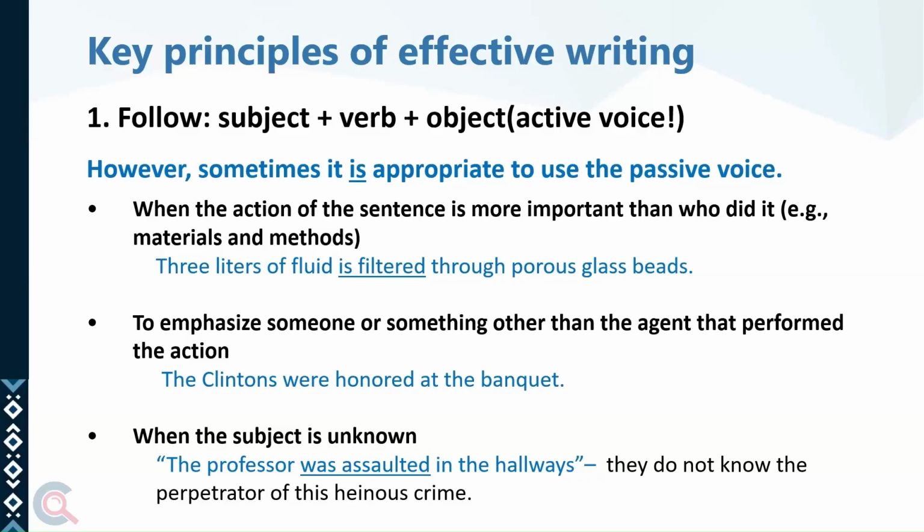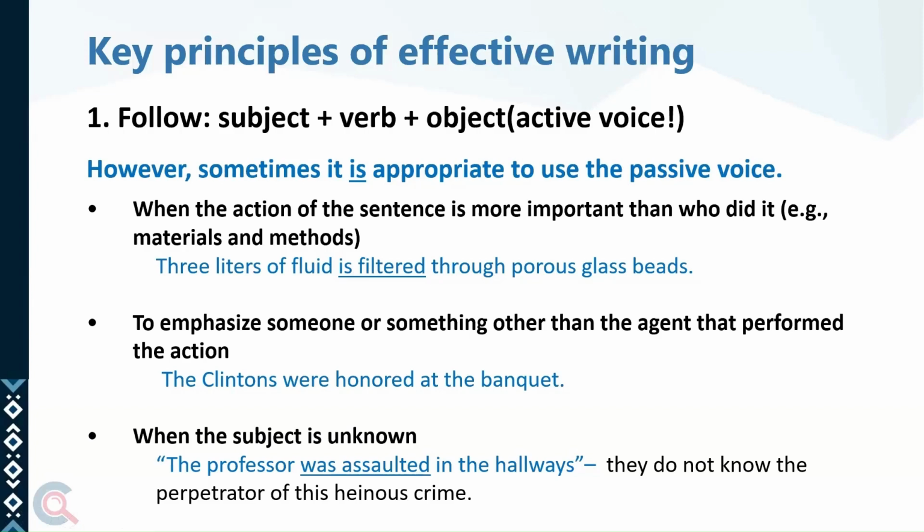For example, in this sentence, 3 liters of fluid is filtered through porous glass beads. This is a passive voice. And it is best placed like this because the action, which is what we want to know in this case, is the process, which is filtration. We don't necessarily need to know who filtered the liters of water. The information that we need clearly from here is what process was carried out.